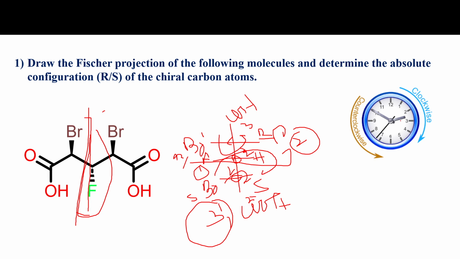Now rotate. First, second, third. The rotation is clockwise. So clockwise means it will be small s. Clockwise for priority horizontal, so it will be S configuration. So there will be big R, this will be small s, and this will be big S.